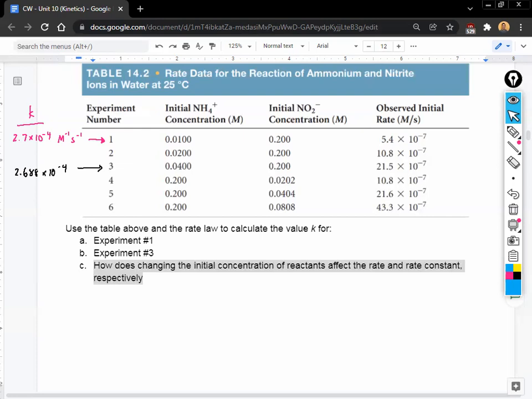Alrighty, guys, let's finish up this problem and then we will be done. Okay, so biggest thing we want to figure out is we want to compare the numbers, and that way we can talk about the trend. So if we look at experiment 1 and 3, let's look at the reactant concentration because that's what we're being asked to look at. So if you look at the concentration of ammonium, did the concentration go up or down?